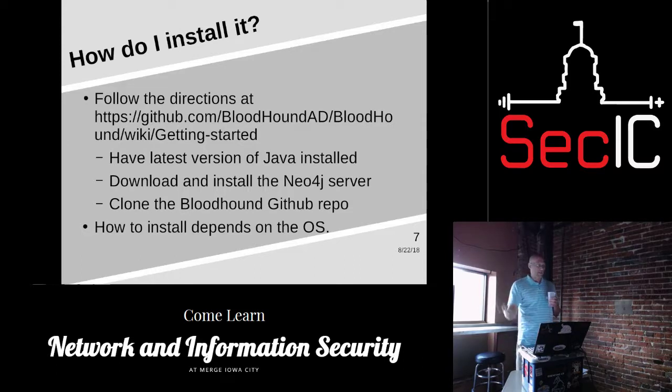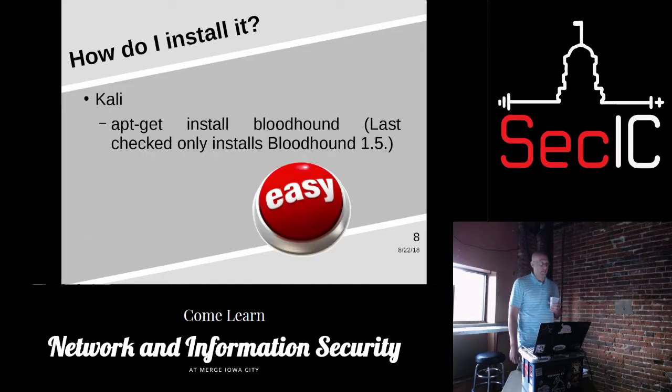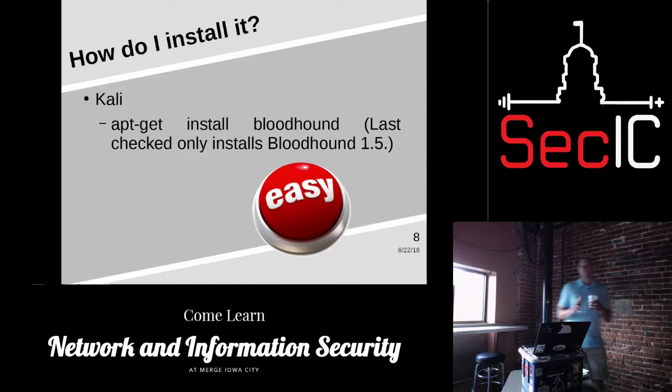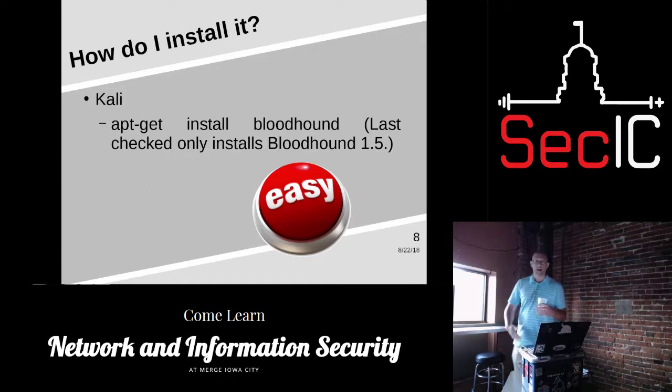The download and executable install depends on the OS. On Windows, you kind of have to do these things one after another, manually. Kali, on the other hand, if you want the easiest way, you can do apt-get install bloodhound. It does Neo4j and it does Bloodhound. The thing I ran into is that the last time I checked, earlier this week, it was Bloodhound 1.5, so it wasn't the newest version. To get the newest version, I had to download the executable. But if you just want to try it for now, and I'm sure Bloodhound 2 will be there eventually, if it's not already, just go to Kali and apt-get install bloodhound. You can start playing with it there.